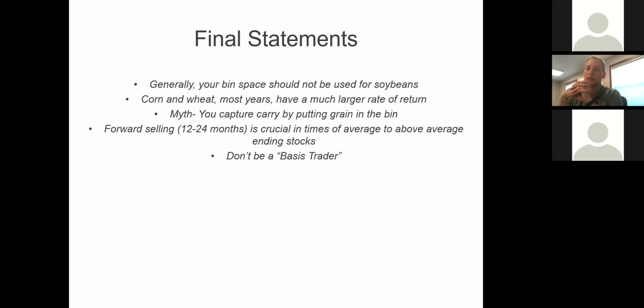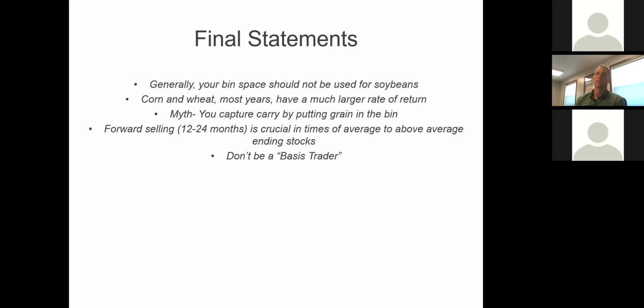Doing nothing and then hauling beans in off the combine and taking the basis that the elevator has is not how this works. In order for you to capture the best possible use of your bin space, you need to be locking in harvest delivered basis during the summer. Generally, our best basis levels are July and August for harvest delivery. Once we get to harvest, our basis typically is 30 cents worse than you could have locked in July and August. So you can't just harvest them, bring them in, and that's your plan. In order to really maximize your basis and your bin space, you have to forward sell basis for harvest delivery.